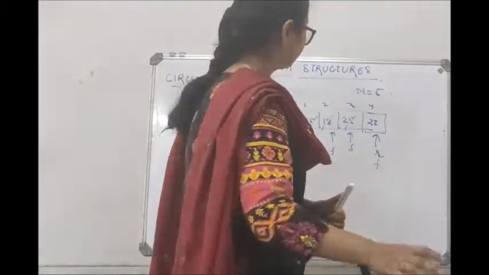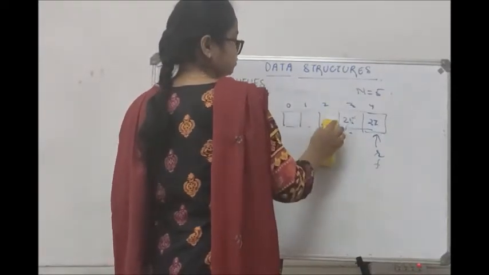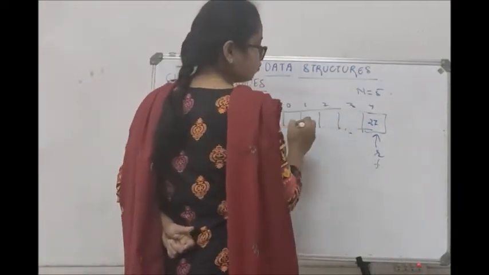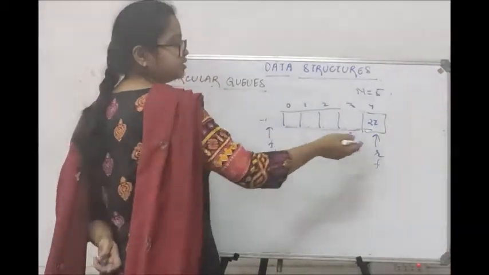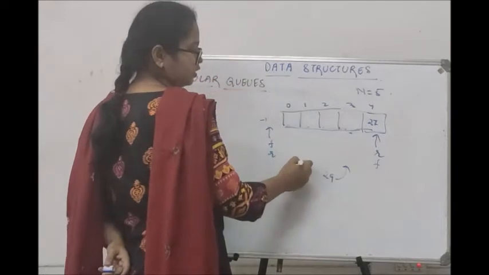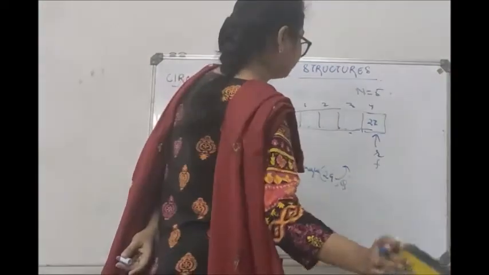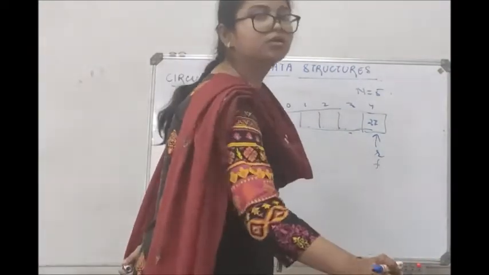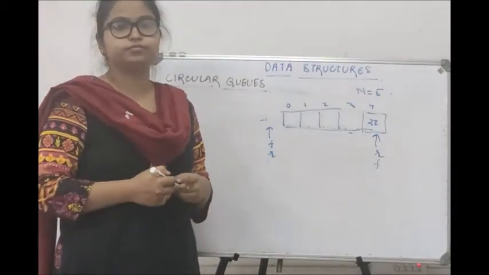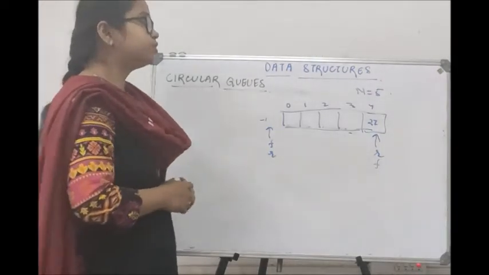So now the situation is somewhat like this. Now can we insert any more further? Now if we want to insert an element like 29, we want to NQ it. NQ 29. Can we do that? I am asking you a valid question. Can we NQ 29 into this queue now? The answer is no. We can't, because queue is already full.